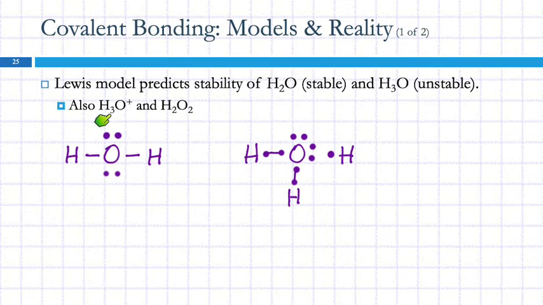What about H3O+? How would this become a positive ion? By losing an electron, right? So if we took an electron away, now this overall has a positive charge. Now, because the oxygen lost an electron, it can share with that third hydrogen. And that's called the hydronium ion. And that is pretty stable.